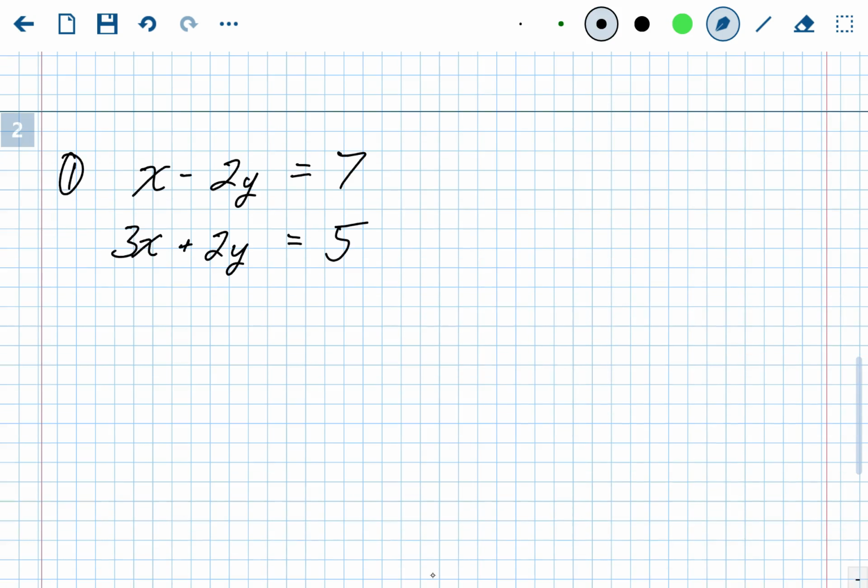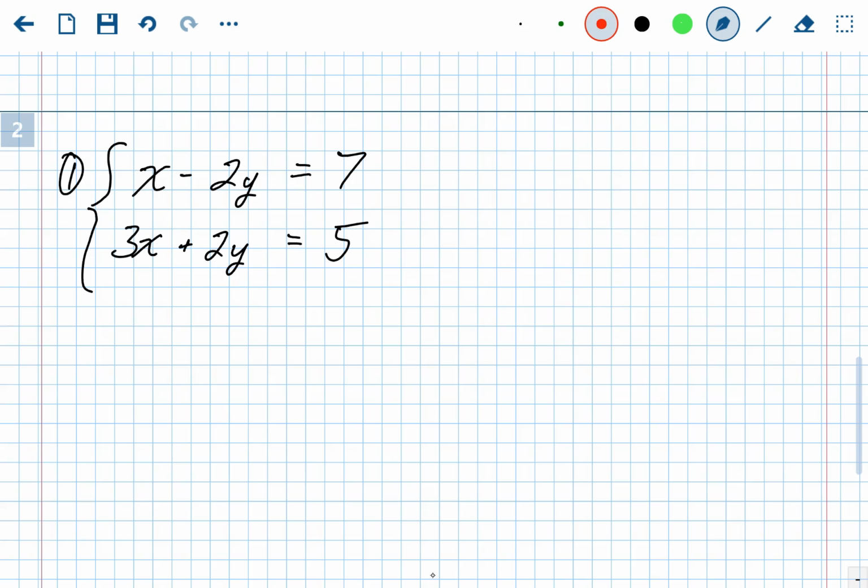Okay, so this first example, we got top equation, x minus 2y equals 7. Bottom equation, 3x plus 2y equals 5. So we're doing this elimination method. All right. Well, go through the steps we just wrote down. Are they lined up in standard form? Yes, they are. They're both in standard form. You got x's above x's, y's above y's. Everything's lined up.